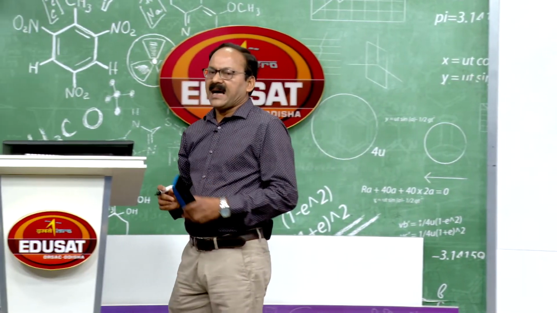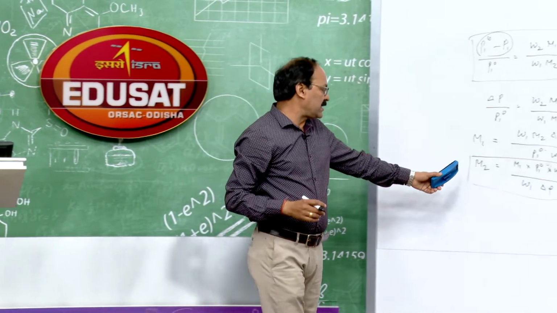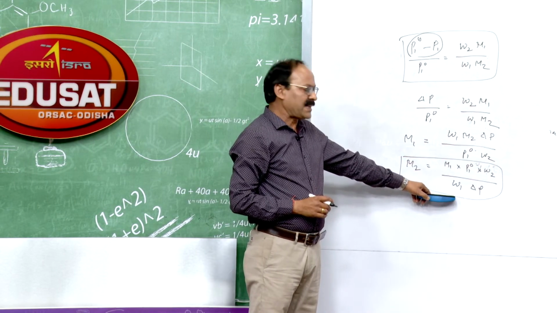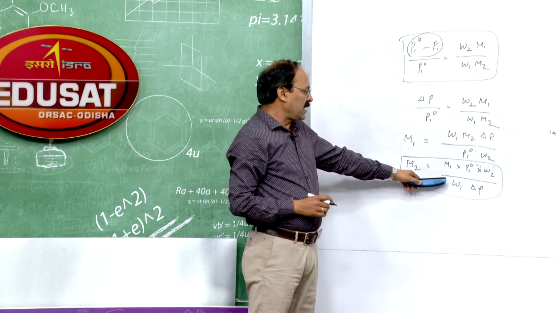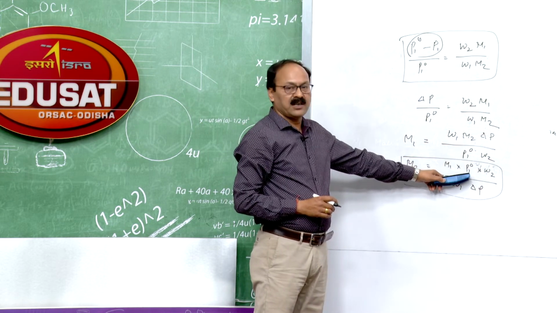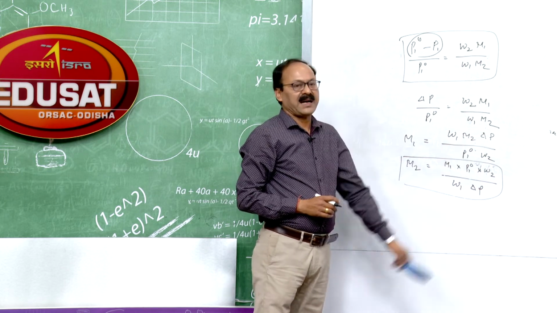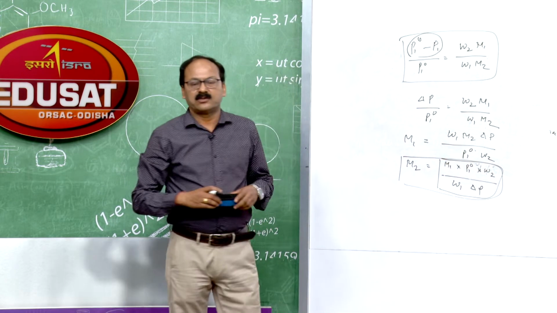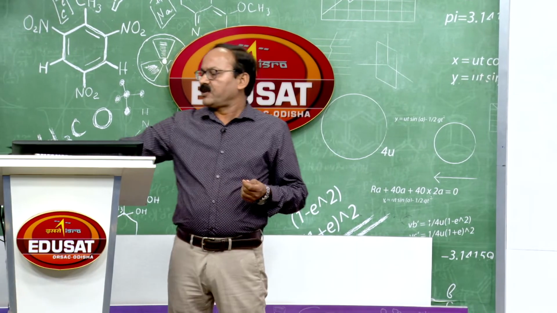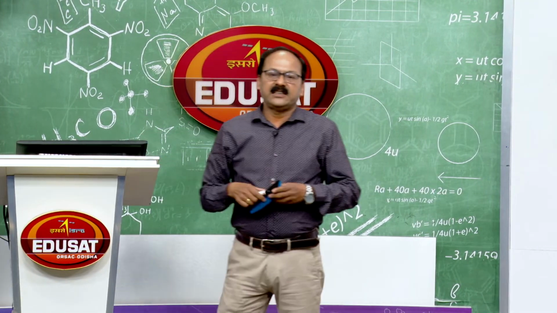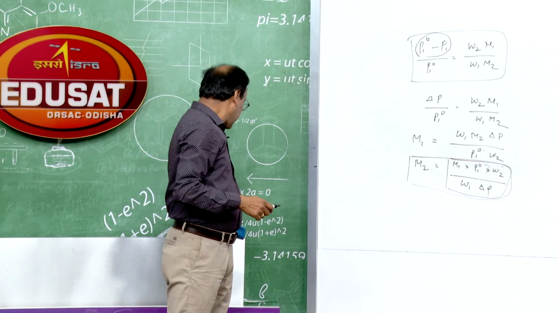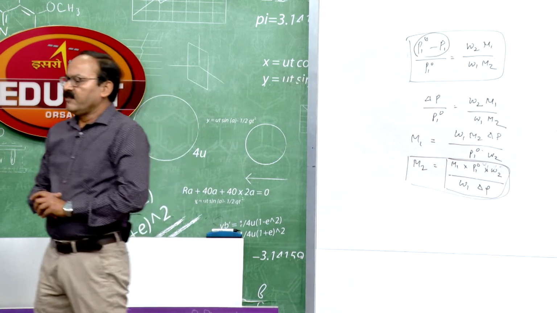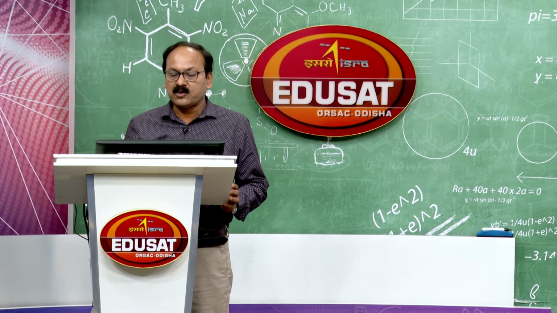We can calculate the mass of the solute from this expression, if you know ΔP, that is the lowering in vapor pressure, W1 the mass of the solvent, M1 the molecular mass of the solvent, P1° the vapor pressure in the pure state, W2 the mass of the solute. If you know all these things, you can calculate the molecular mass of the solute. The relative lowering in vapor pressure is a colligative property, because it depends only on the number of solute particles present. So, by knowing this one, you can calculate M2.